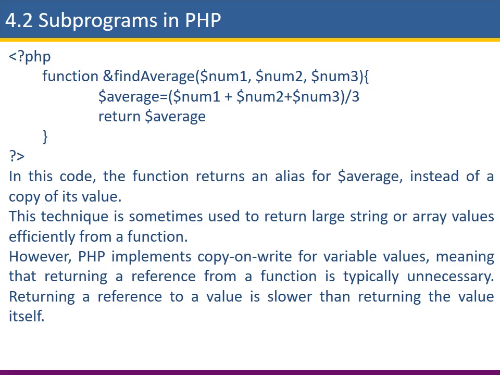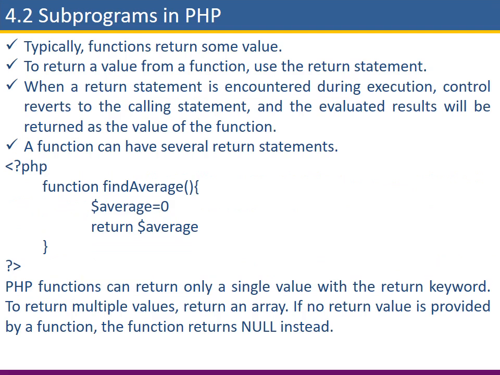So let's look at how a function returns a value. To return a value from a function, we use the return statement. When a return statement is encountered during execution, control reverts to the calling statement, and the evaluated result is returned as the value of the function. A function can have several return statements. Let's see an example of a return, which we have been using in the previous example code.